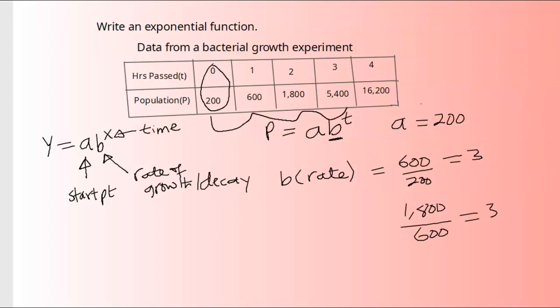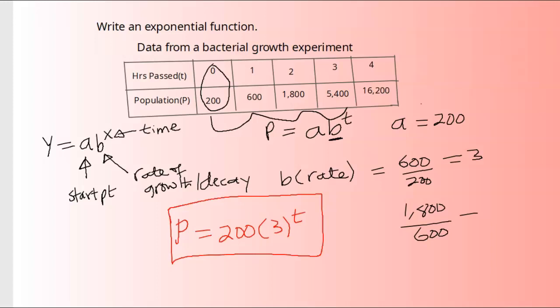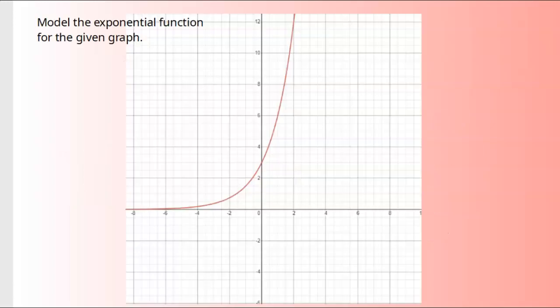Therefore we can conclude that P is the starting 200, and the rate is 3 to the power t. This can help us estimate, in any given hour, what the population of the bacteria is going to be. And so here we have it on a graph.